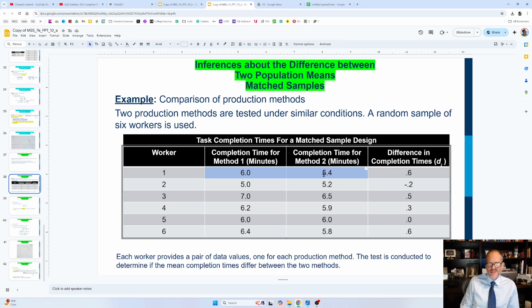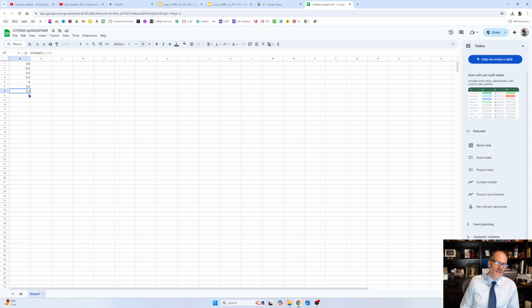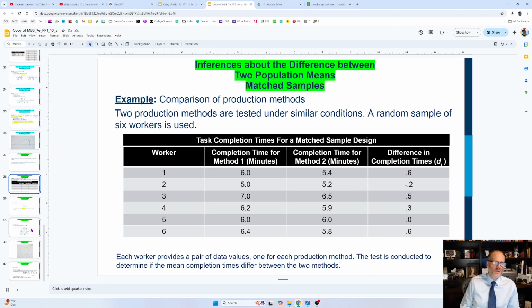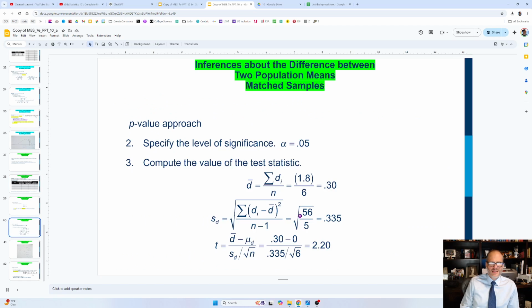And so we find the difference here. The difference between 6 and 5.4 is 0.6. The difference between 5 and 5.2, this minus that, is negative 0.2. And then when we add all these up and divide by 6, we get a mean of 0.3. So the mean of their differences is 0.3. And we're going to see that here, right?